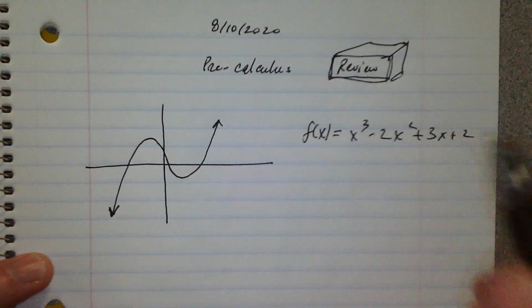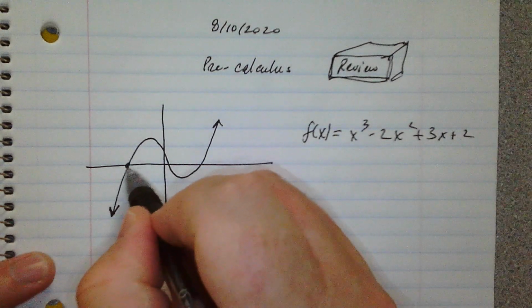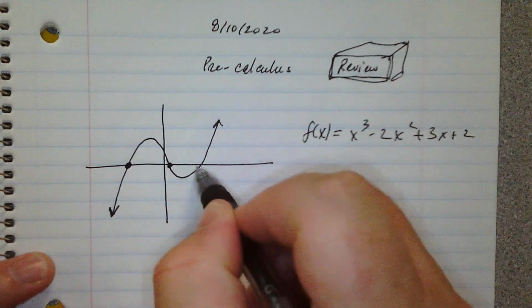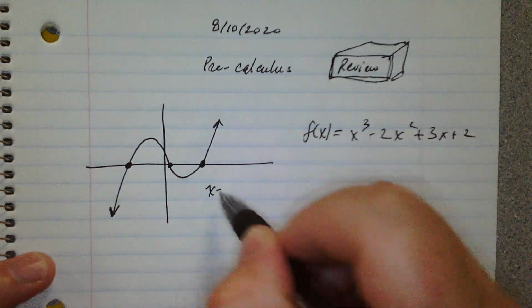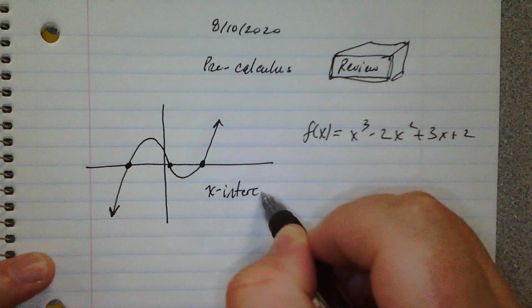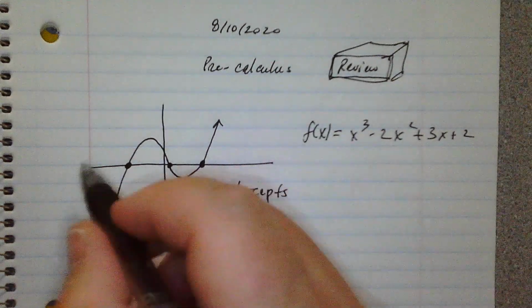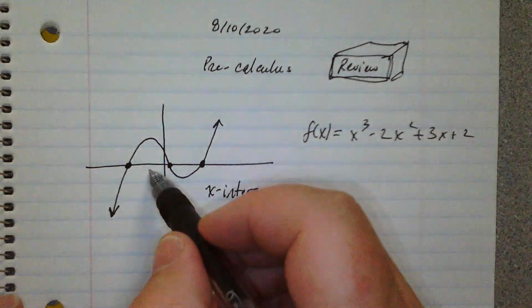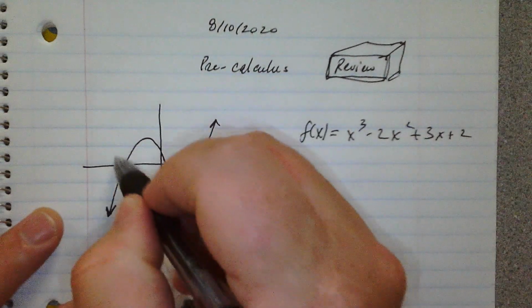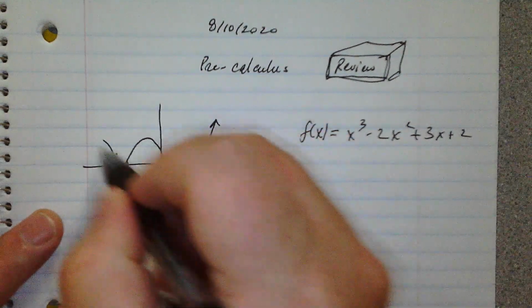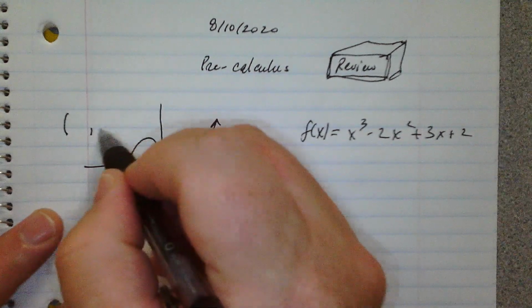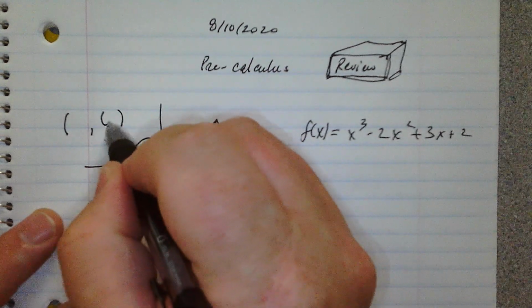One of the things we're going to be doing is finding these points right here. Those are called, of course, x-intercepts. Now, this is made up, so this function doesn't match this graph. They're examples. But all of these points right here are coordinates, and with these coordinates, y is always 0.